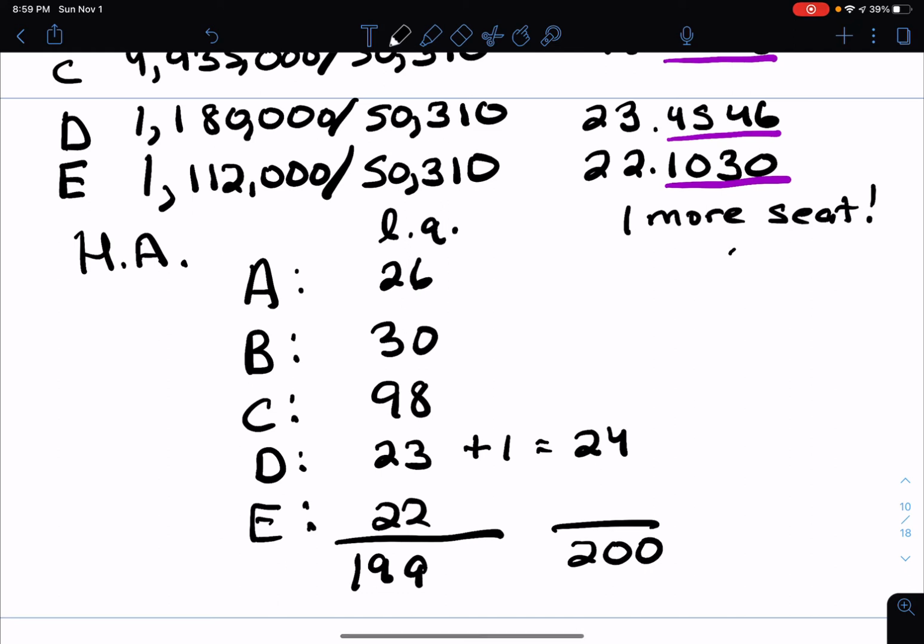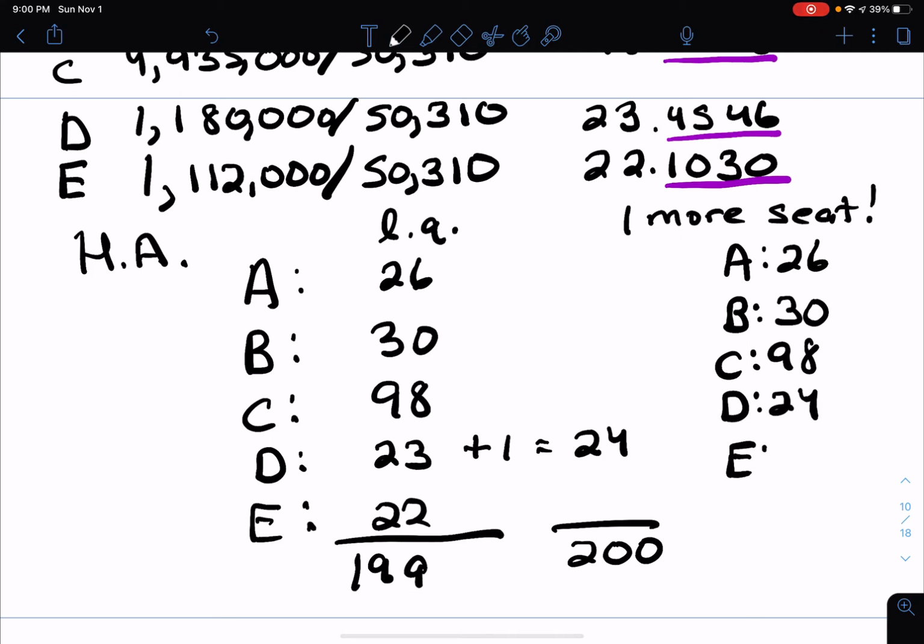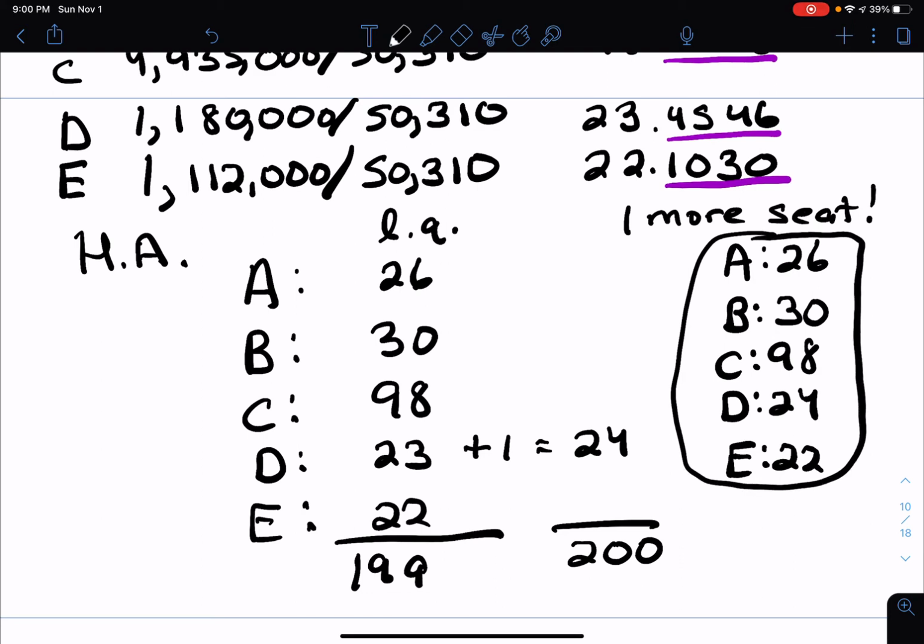So Hamilton's apportionment says state A gets 26, state B gets 30, state C gets 98, state D gets 24, state E gets 22, based on this information and these populations. That makes a lot of sense because state C had the most people by far. They got the most seats still. State B had the next most people, then state A, then state D, and then state E. So state D got that extra seat. Nice, huh? And that's Hamilton's apportionment. That's how that works.